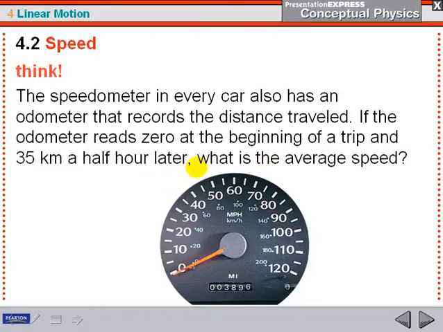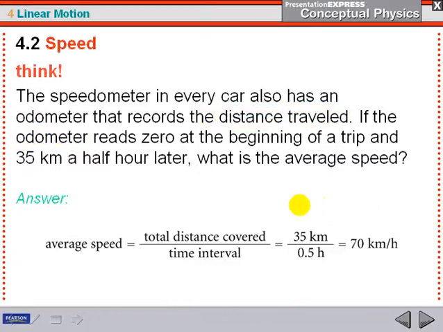So, the speedometer in every car also has something that records the distance traveled, and that's called the odometer. And here's our odometer right down here. So, if the odometer reads 0 at the beginning of a trip and 35 kilometers half an hour later, what's the average speed? Well, we know that it's traveled a distance of 35 kilometers. It was 0 at the beginning. At the end, it's 35 kilometers. So 35 kilometers minus that initial 0 kilometers gives us 35.